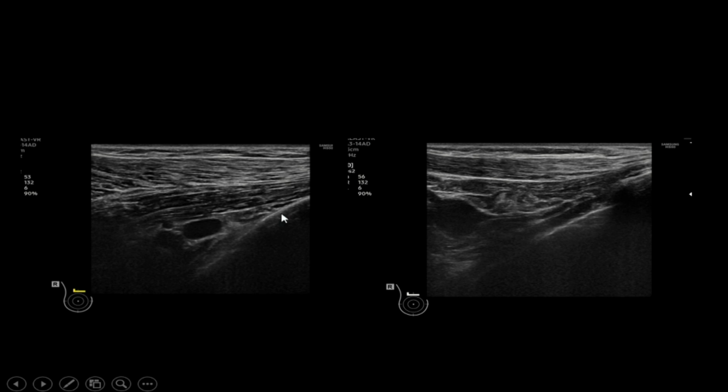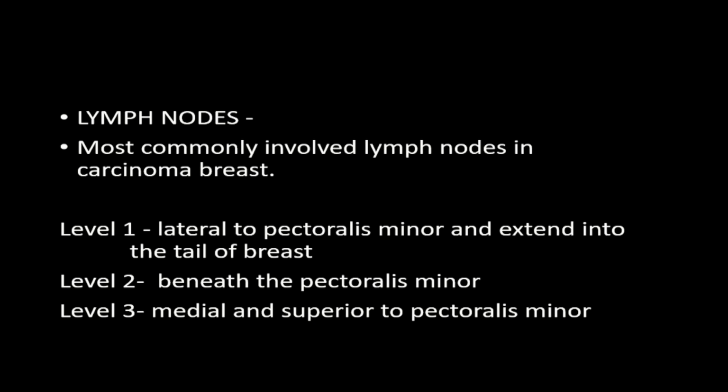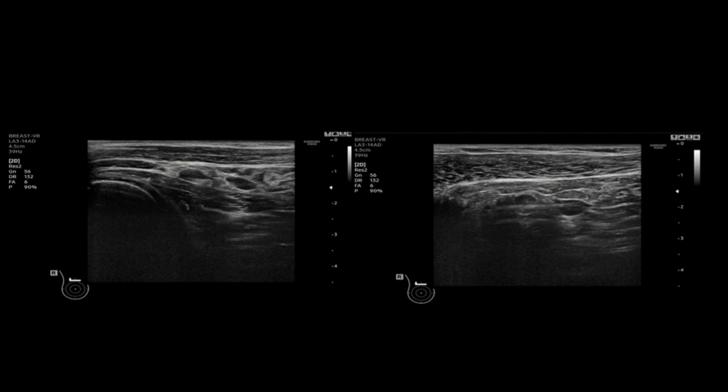I think I have put these slides for the lymph nodes under the pectoralis minor. These are level 2, and if we go further, that will be level 3 lymph nodes, which are up and above the pectoralis minor. Level 1, 2 and 3 are divided by the pectoralis minor: lateral to pectoralis minor is level 1, under the pectoralis minor is level 2, and further medial and superior to the pectoralis minor is level 3. Whatever lymph nodes we see very easily when we put the transducer are all level 1 lymph nodes, and when you see them on mammogram, those are also level 1 lymph nodes.